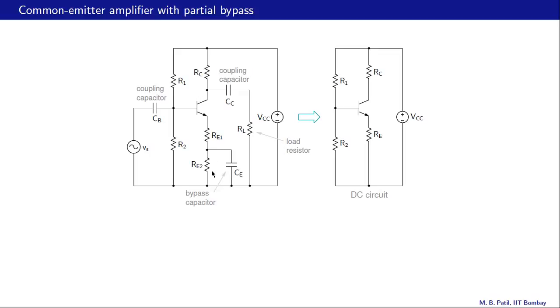If you recall, in the common emitter amplifier, there was RE here and there was no resistance here, and that entire RE was bypassed by this bypass capacitor CE. Now what we are doing is we are bypassing only part of the emitter resistance, that is we are bypassing only RE2 and not RE1, and that is why this circuit is called the common emitter amplifier with partial bypass.